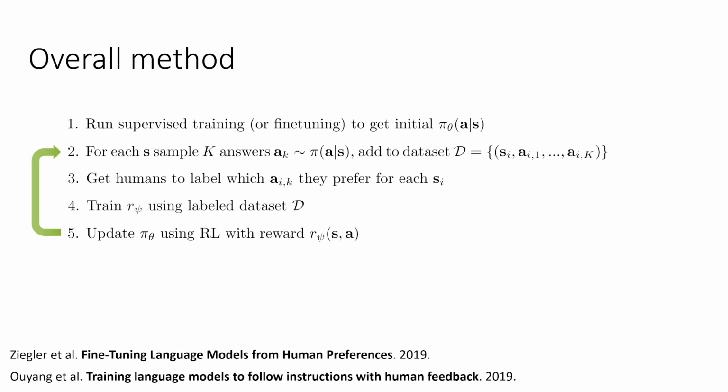So there's actually 2 nested loops here. There's the outer loop where you're generating more samples and asking humans to express preferences. Then there is another loop where you're actually running this policy gradient, and inside that there's another loop where you're running importance sampled updates for multiple steps. So that's the overall method.